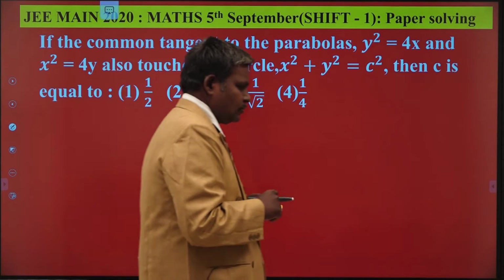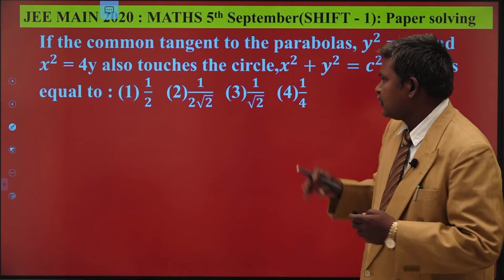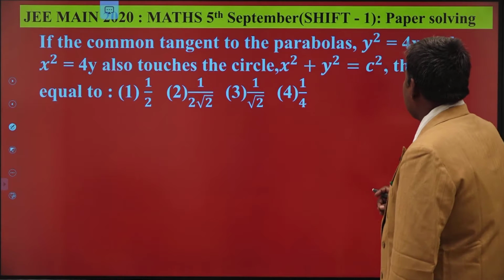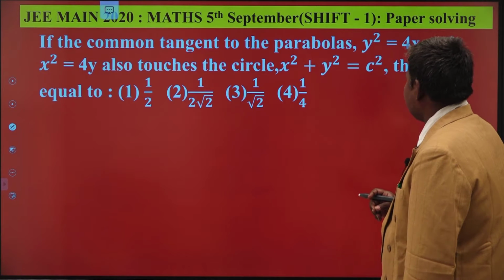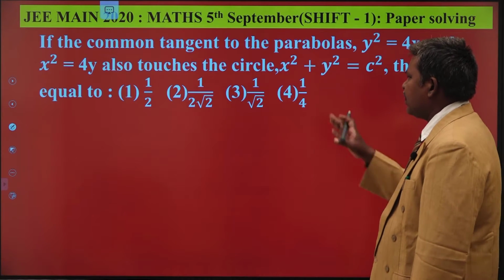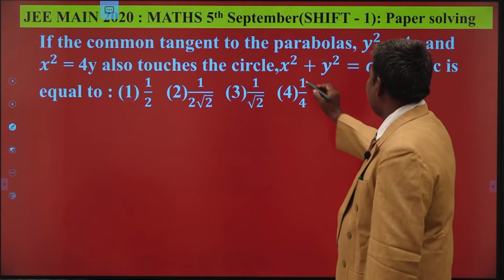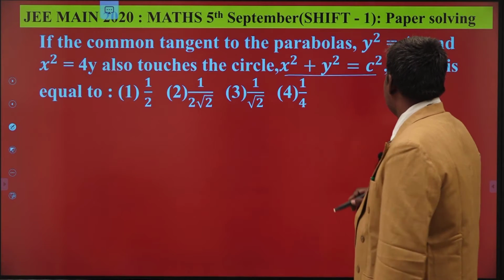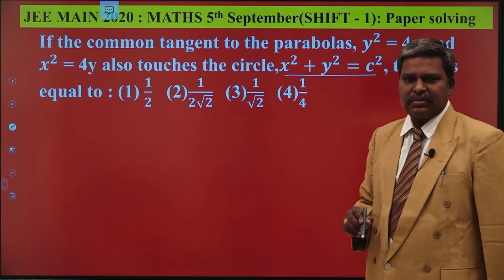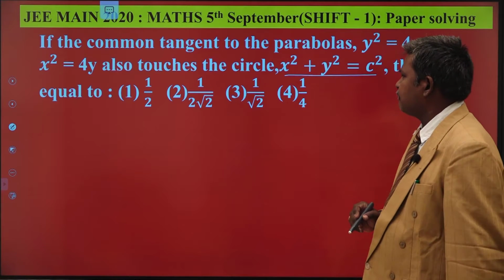This is the question. See here, if the common tangent to the parabolas y square is equal to 4x and x square equal to 4y also touches the circle x square plus y square equal to c square, then c is what? This is the question related to geometry.